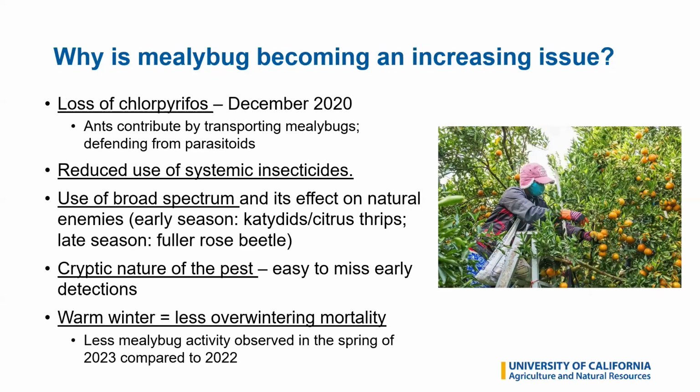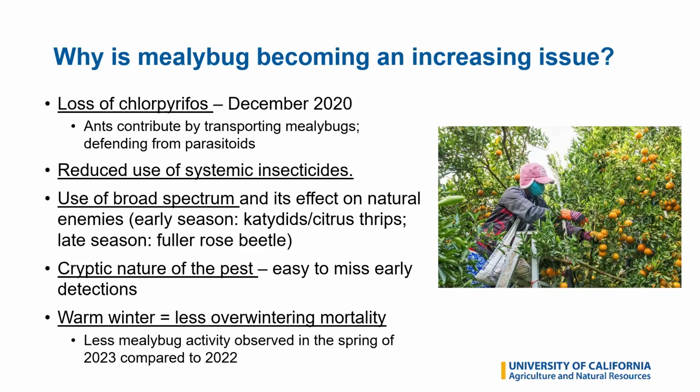Chlorpyrifos or Lorsban was used for controlling California red scale, and that to some extent may have helped keep the mealybug population in check. Chlorpyrifos was also one of the effective ant control materials, and ants are known to attend mealybugs, farm mealybugs, defend mealybugs from natural enemies, and also help in their dispersal. So ants becoming more of a problem may have something to do with mealybug also rising as a pest of concern. Second could be reduced use of systemic insecticides such as imidacloprid.